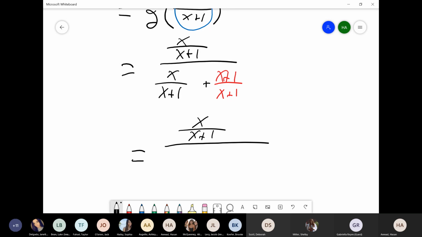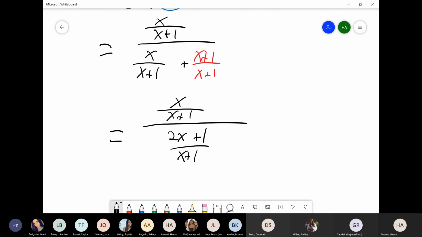And now that you have common denominators, you can just add the numerators, right? So we're adding this x to x plus 1, and we keep the denominator the same. So we know we're going to have x plus 1 on the denominator, and we're going to have x plus 1. So how many x's are we adding? x plus x, which gives us 2x, and then we have that plus 1 just hanging around.